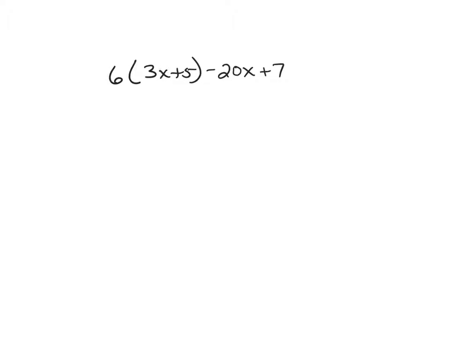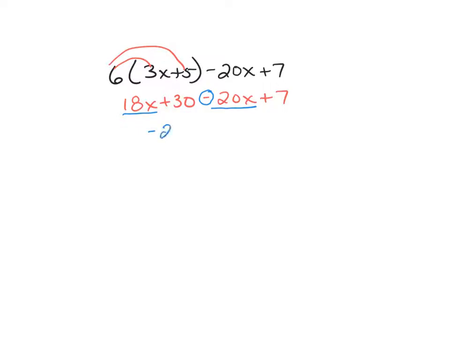Here's one more example. In order to do this, the first thing I'm going to do is use the distributive property again. So I have 6 times 3x is 18x. 6 times 5 gives me 30. So I have 18x plus 30, subtract 20x plus 7. Now I do have some common terms. I have an 18x and I have a 20x. Remember, the operation in front of that term tells me what to do with it. So I have 18x subtract 20x.